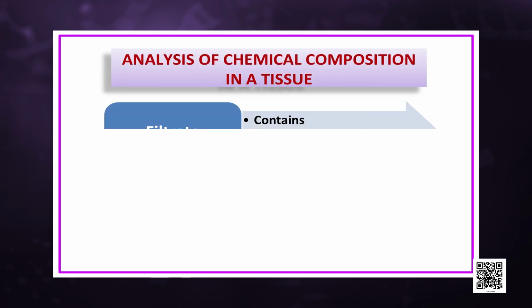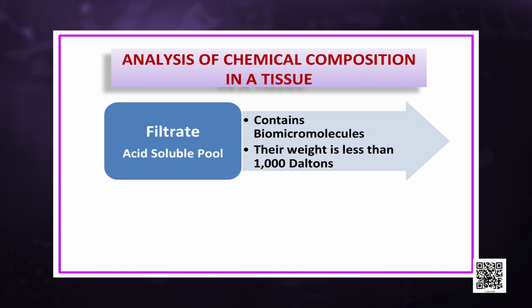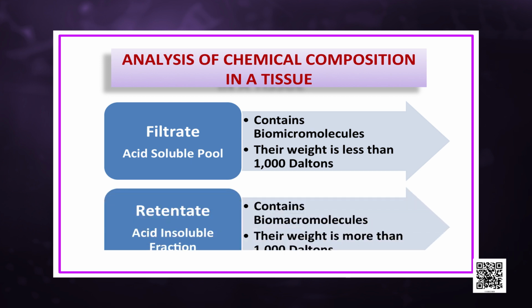The first one is the acid soluble pool, which contains biomolecules and their size is less than 1000 Dalton. These micromolecules may be inorganic or organic. The other fraction is acid insoluble pool, which contains biomacromolecules, which are large sized complex chemicals having high molecular weight, usually more than 10,000 Daltons, except lipids. They are always organic macromolecules. They generally belong to 4 classes of organic compounds such as carbohydrates, proteins, lipids and nucleic acids.